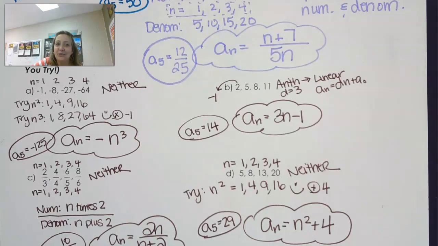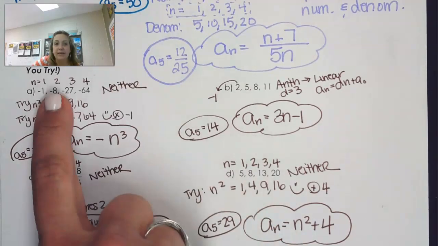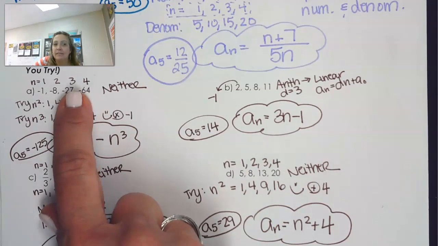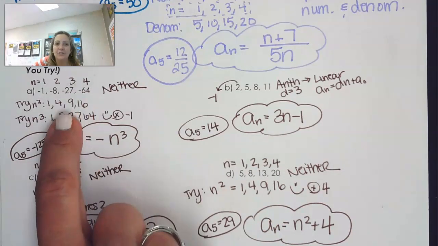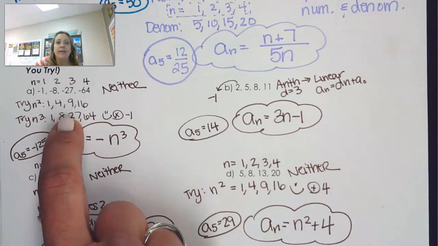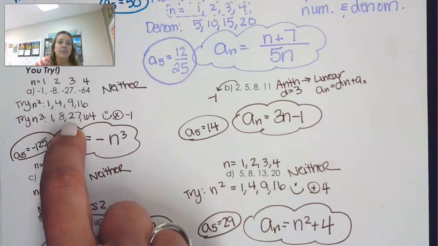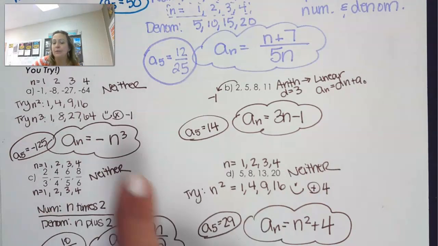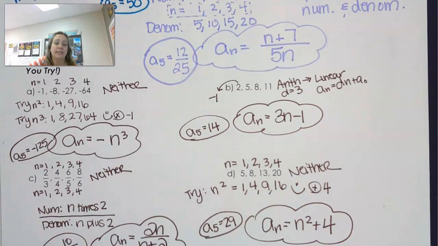Okay, hopefully you tried these on your own. Letter A was a neither. So I tried the writing the position tactic. The positions themselves didn't help. N squared didn't really help. But I noticed that when I did n cubed, it was just the opposite, which means I multiply by -1. So my rule is a sub n equals the opposite of n cubed, and a sub 5 would be -125.